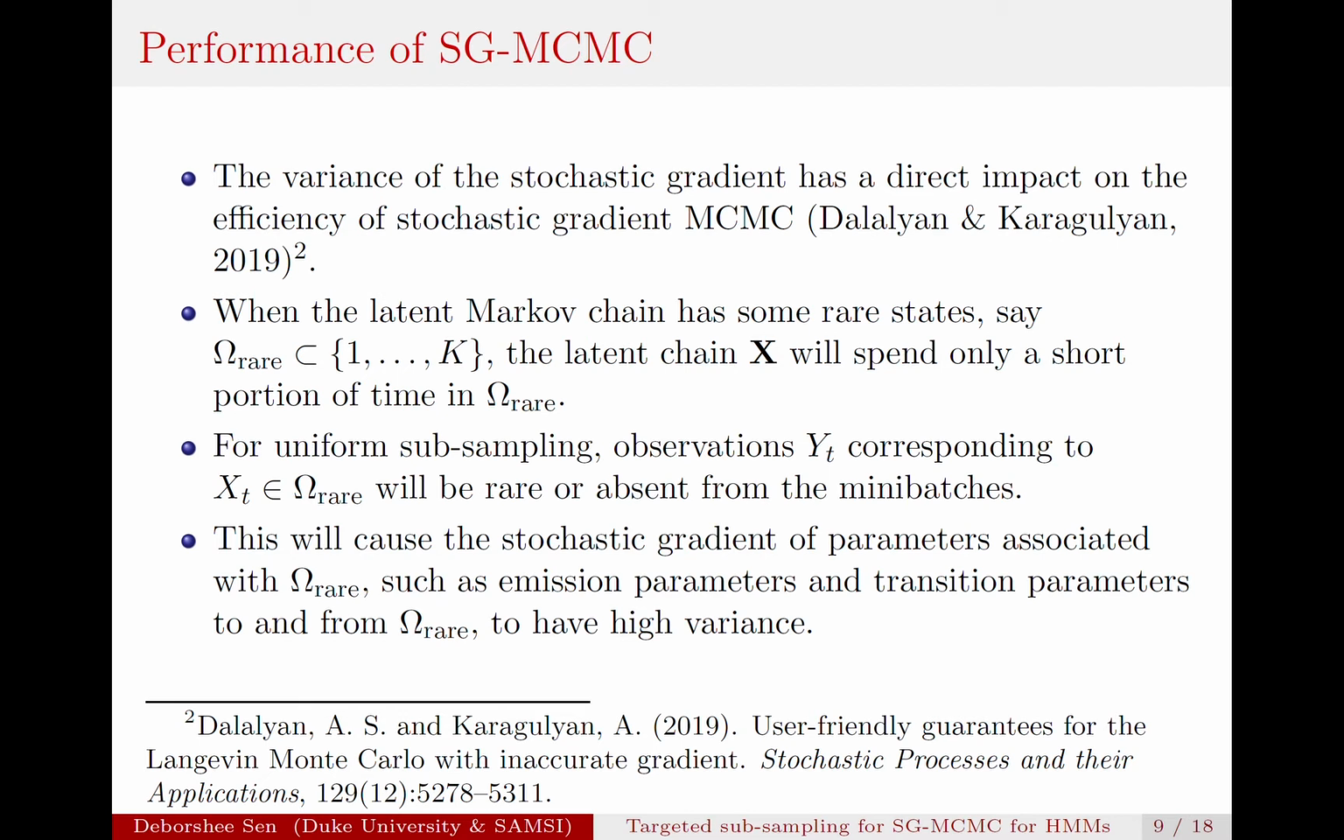And if you look at parameters associated with these rare latent states, for example, the emission parameters of these rare states or transition parameters to and from these rare states, because you don't observe the rare state very often, you're not going to have much information about them, and you're going to have the gradient of components of theta associated with these latent states, the rare latent states, have high variance.